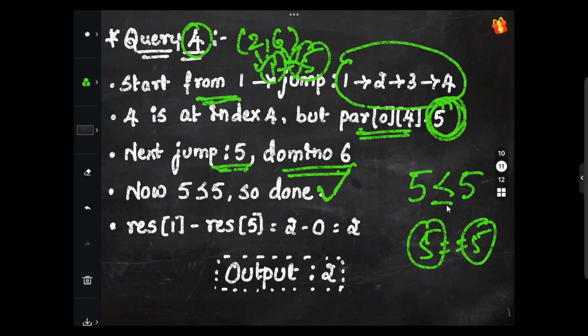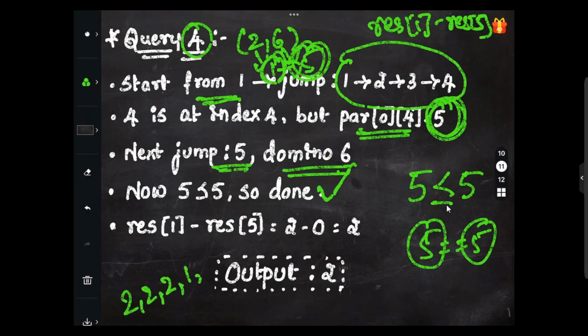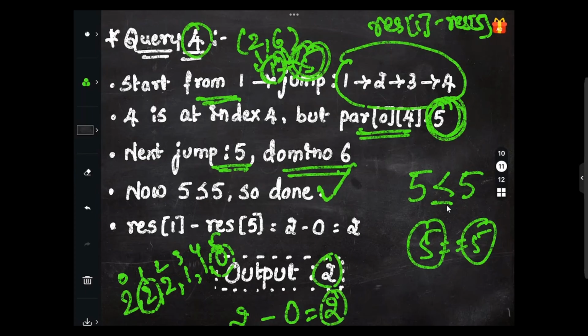Now 1 and 5 are the indices we got here. We have to go with result of 1 minus result of 5, again from the pre-processing. So this is indices 0 1 2 3 4 5. The result of 1 is the value 2, and the result of 5 is the value 0. Here we go with 2 minus 0, so the answer will be 2 itself, right? So the answer that we got for the query 4 is 2.